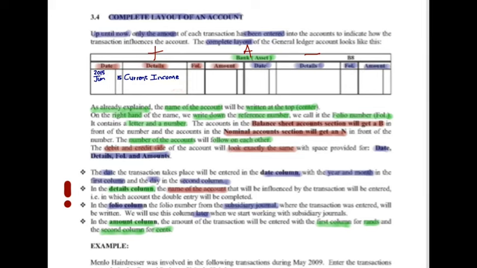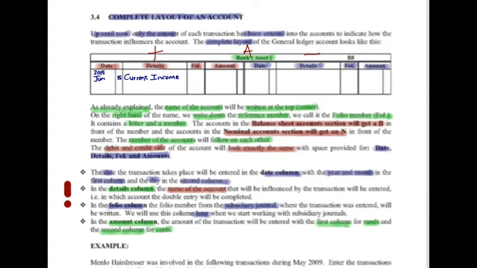Then I also have a folio column, which you're not going to use at first, but later on in term 3 when we get to journals, we will start using it. This folio column is where the subsidiary journal information is written, so where the transaction was entered. We will see this column later when we start working with subsidiary journals. That's only in term 3. So for now, we can leave it alone.